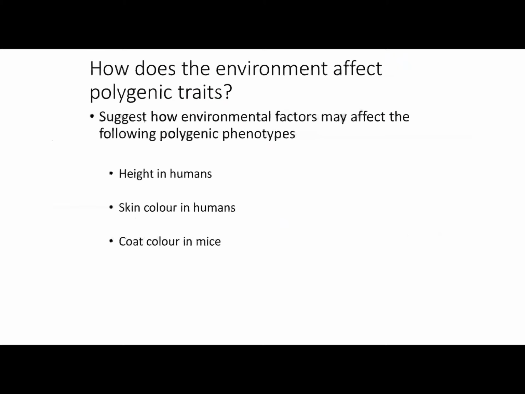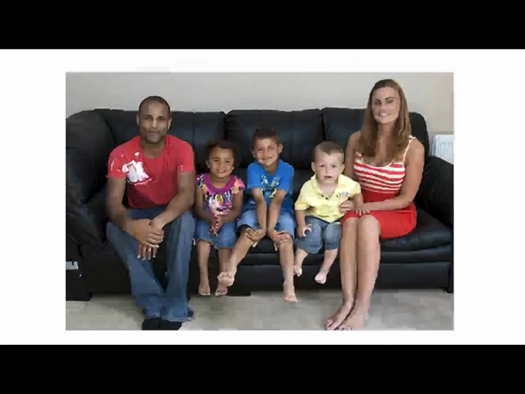But it's not just genetics that can contribute to continuous variation. We can also have environmental effects. So we've got these 3 particular phenotypes that show continuous variation: height in humans, skin colour in humans, and coat colour in mice. I don't know if you remember that one. So what I want you to do is just have a think about how different environmental factors could affect these particular polygenic traits.